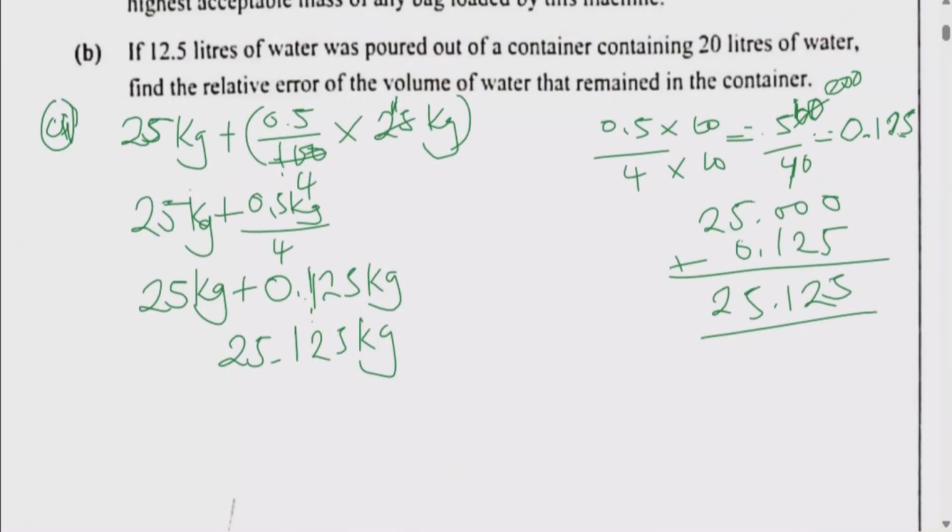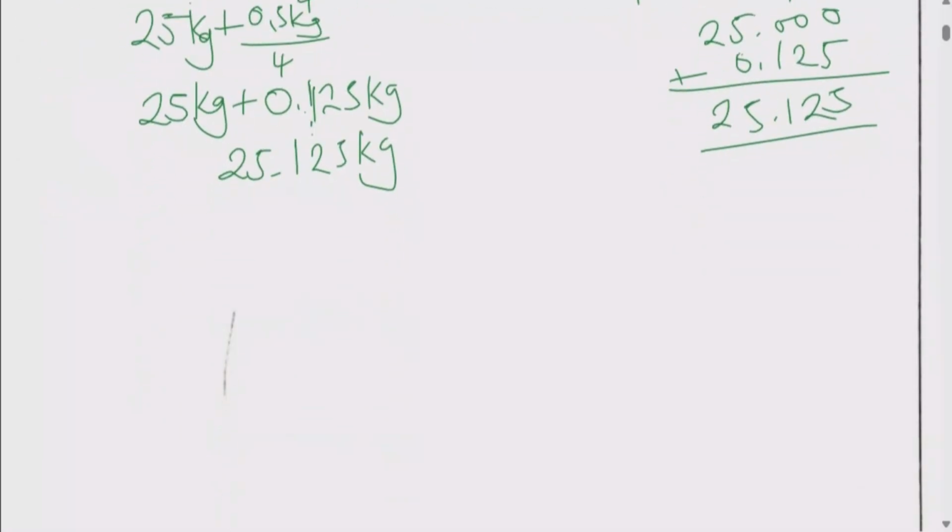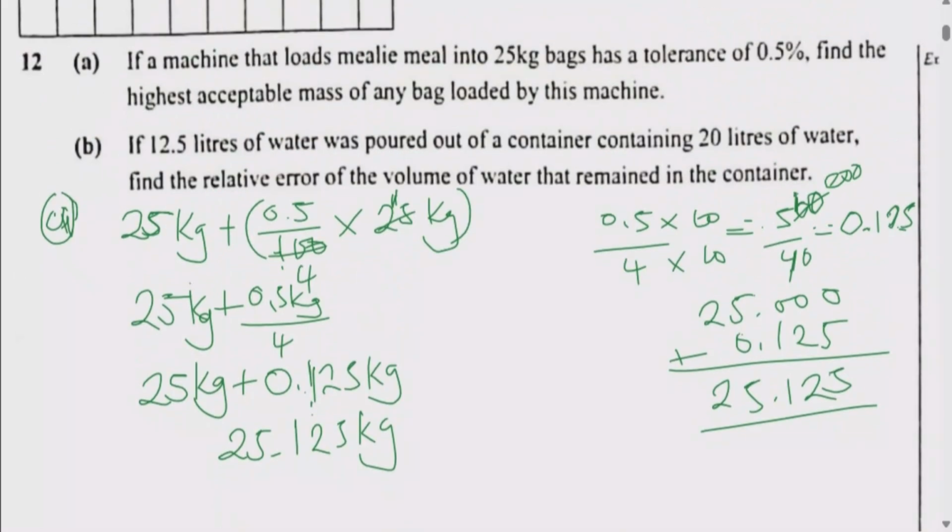Now let's go to the second question, 12b, which is: if 12.5 liters of water was poured out of a container containing 20 liters of water, find the relative area of the volume of water that remained in the container. We are told there are 20 liters of water in the container and 12.5 was left. We need to find the relative area of the volume of water that remained.